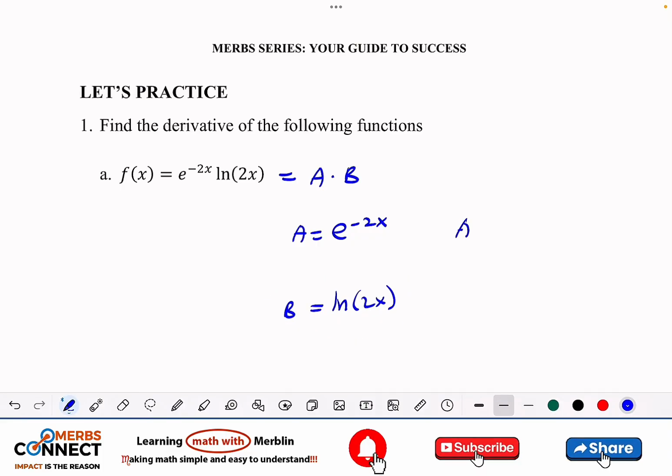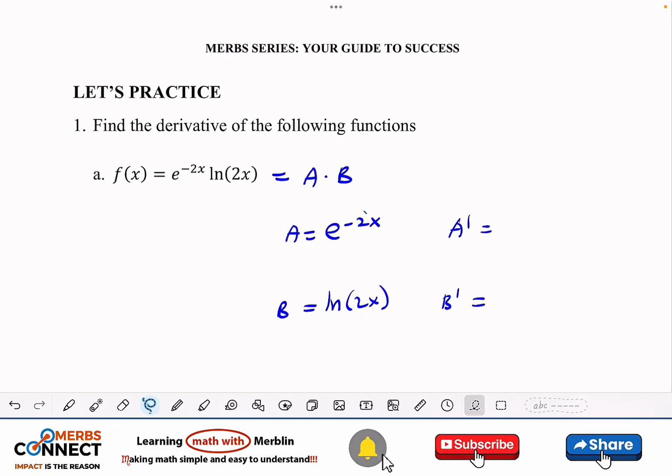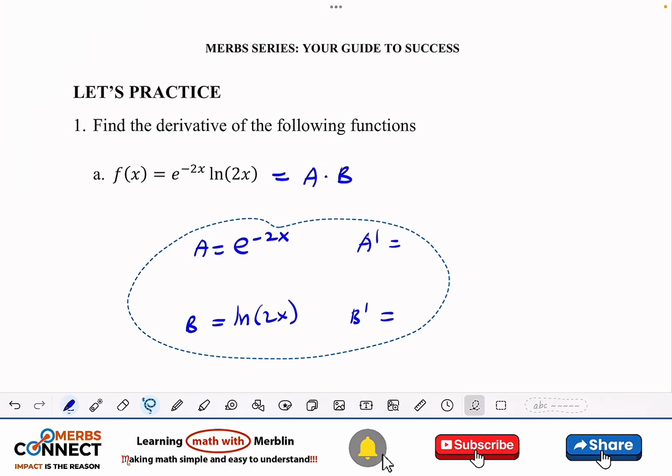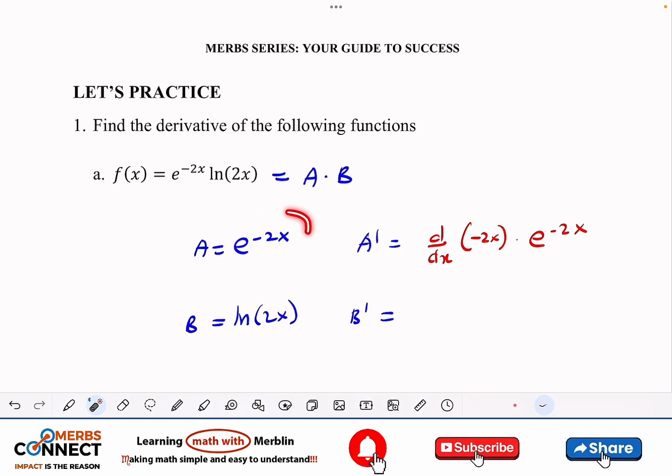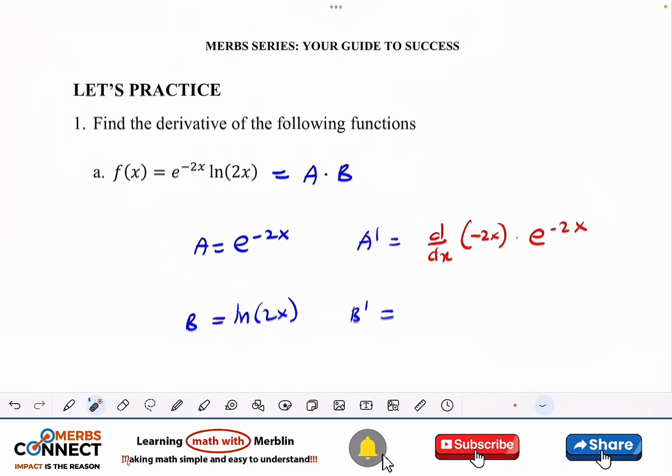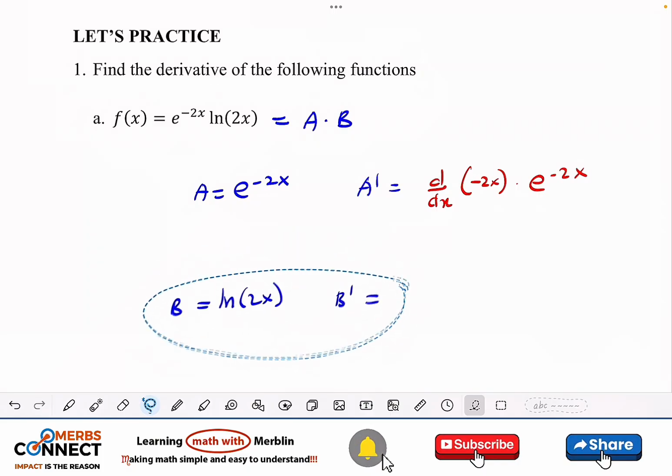So now what is a prime and what is b prime? We just learned how to differentiate this, so let's see if we can go through that. We said for us to differentiate this exponential function, we need to differentiate the exponent, the power here, which is minus 2x. Then we multiply it by the whole function. So that's what we've done. Differentiate what is on the top and then maintain the whole function. Let's try and simplify and see what we are going to get from that.